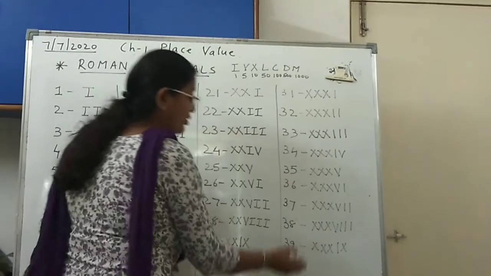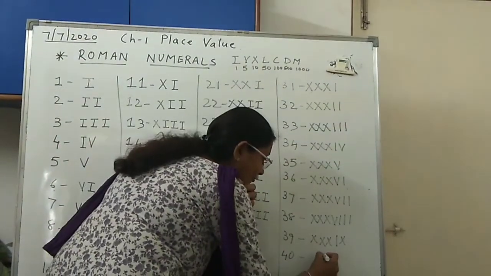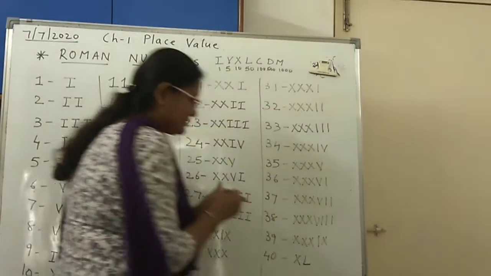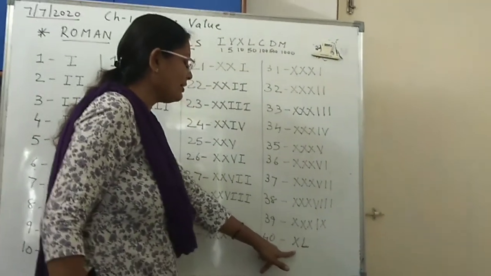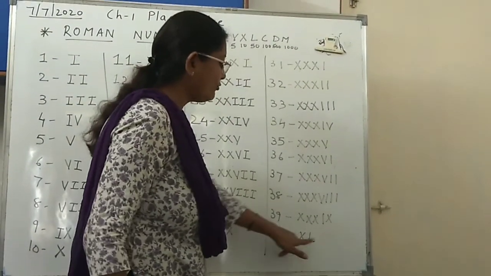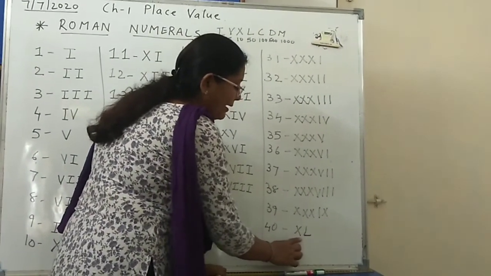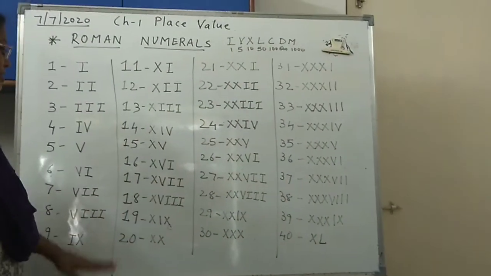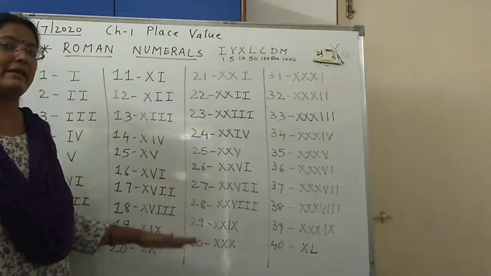Right? If we cannot write 40, but we know that L means 50. L means 50. 50 minus 10 makes 40. Right? If you write a smaller value letter before the bigger value letter, you have to subtract. L means 50, X means 10, 50 minus 10 makes 40. Clear? Okay, like this way you can write the Roman numbers and you can remember the Roman numbers very easily.